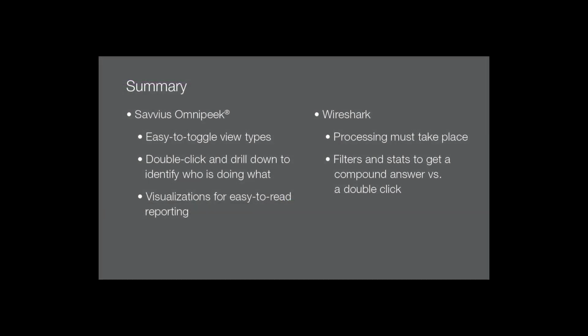So a quick summary wrap is within Omnipeek, it makes it very easy for us to toggle different view types. So this is where we jumped between our hierarchical views and our flat views in order to identify data easily. It also gave us the ability to double click and drill down with Omnipeek, making it easier so we didn't have to use multiple filters to get to a very specific answer. The visualization makes it very easy for us to take that data and use it for screenshots.